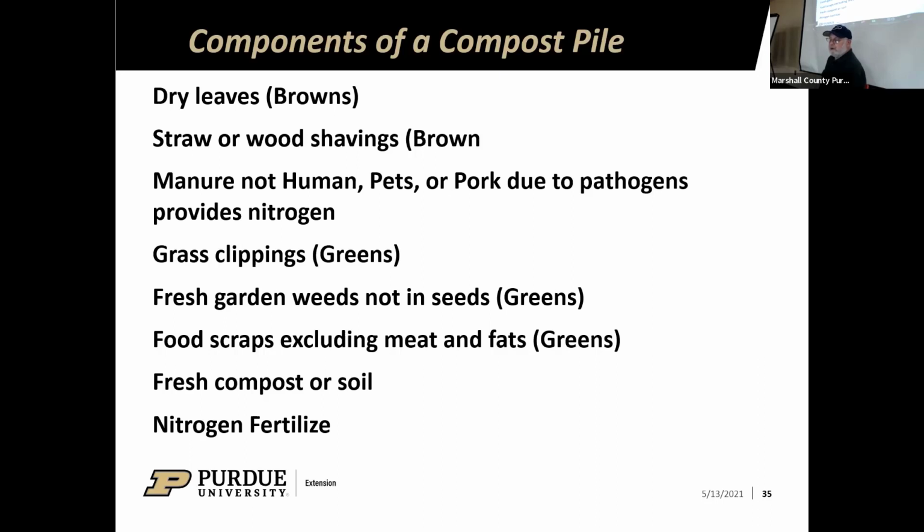Fresh compost or soil to make sure we're adding some microorganisms. We don't need to buy them. We can get them from our soil or from our fresh compost that we just completed.